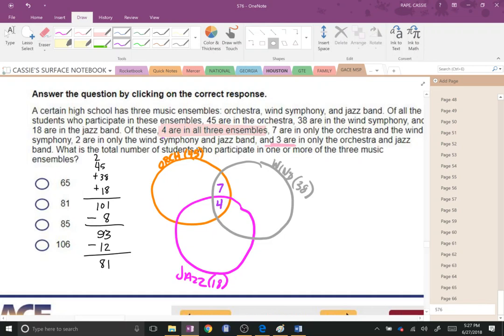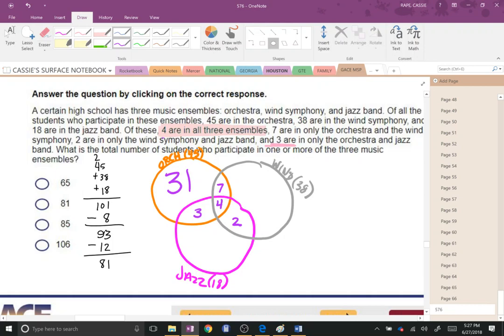2 are in only the wind and jazz. And 3 are in orchestra and jazz. So now you could take the 45 that you know comprises all of the students who are in orchestra and subtract those overlap kids. So 45, and if you subtract 7 plus 4 plus 3, so 45 minus 14, that would tell you that there are 31 that are in orchestra only.